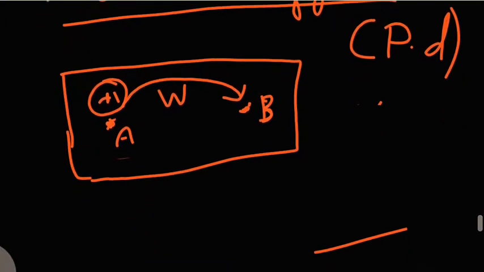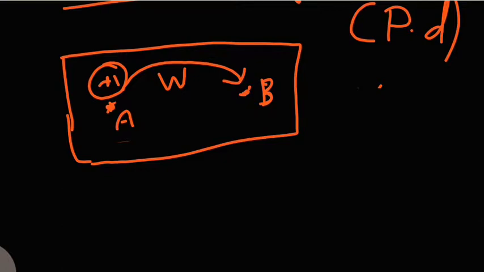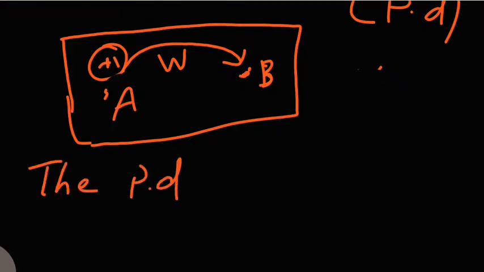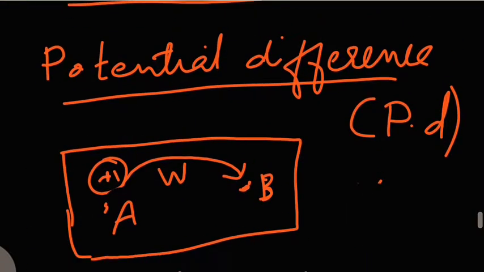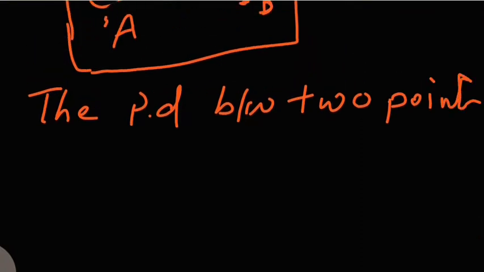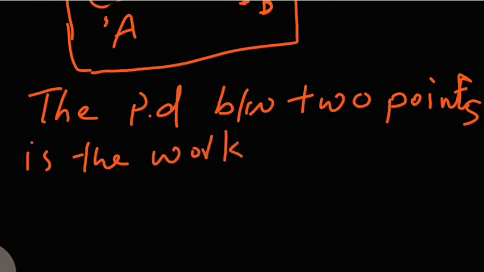So how will you define potential difference? Potential difference between 2 points can be defined as the work done in moving a unit positive charge from one point to another, that is, from A to B. I'll define it once more. The potential difference between 2 points is defined as the work done. We have to do some work in moving the charge.